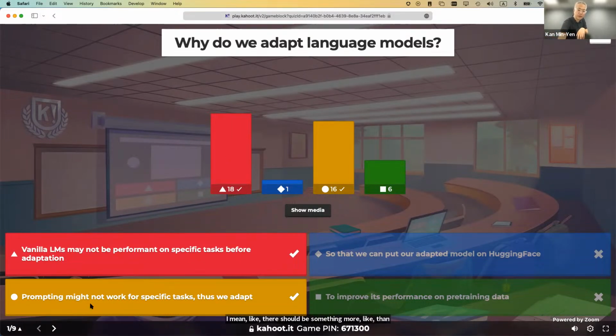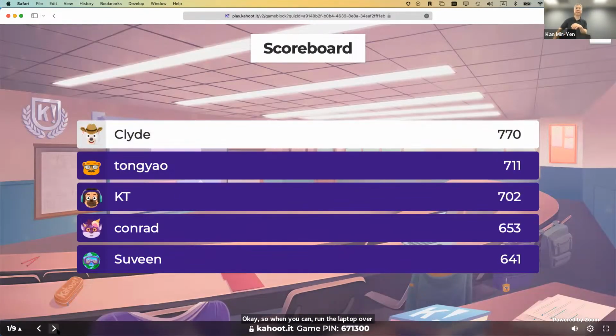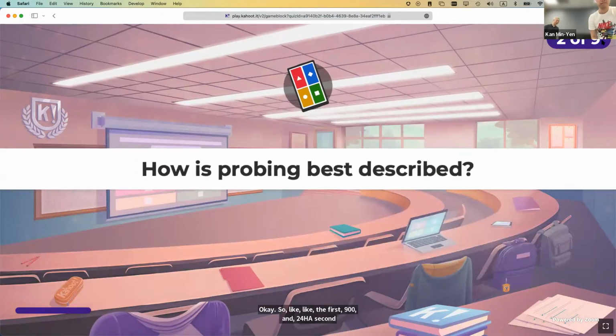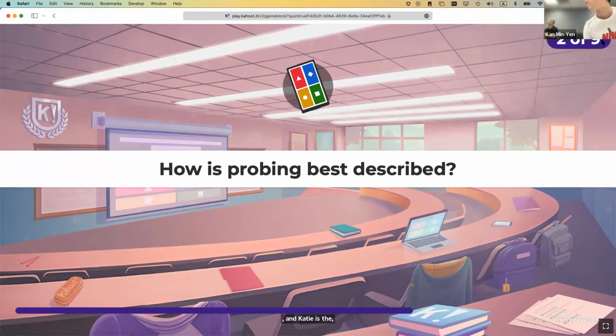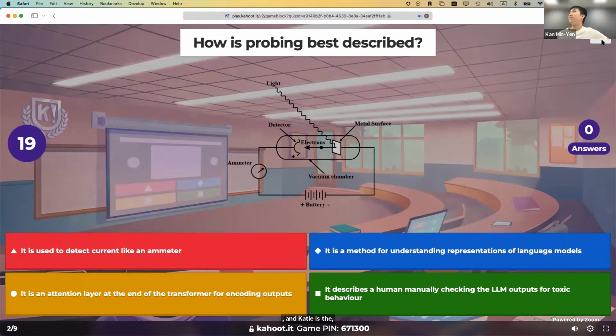Okay, Warren, you can run the laptop over here if you don't mind. Clyde is first right now, Hong Yao is second, and KT is third. It's great. Okay, thank you. So we're going to see: how is probing best described?